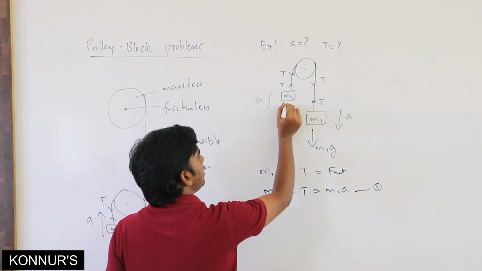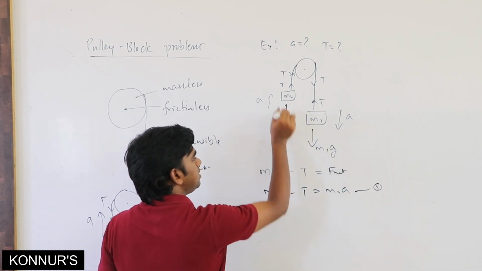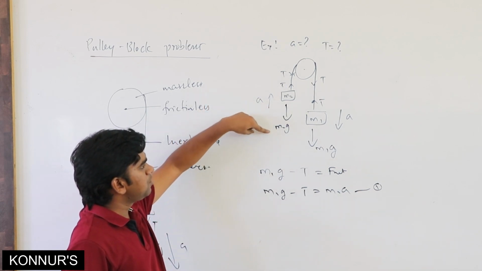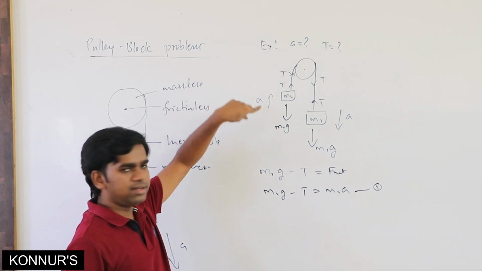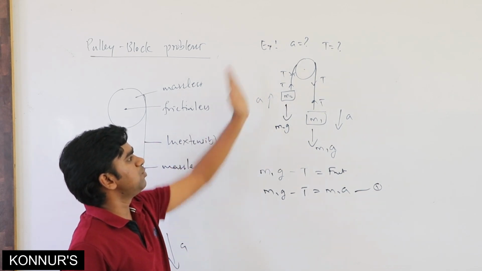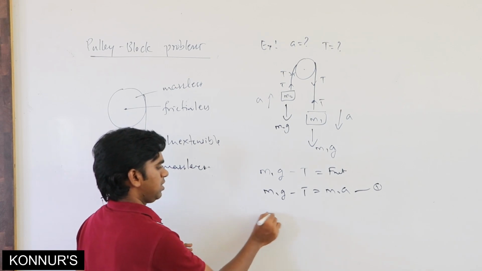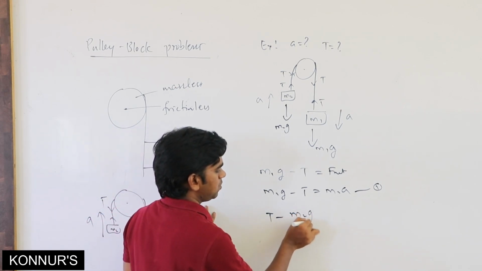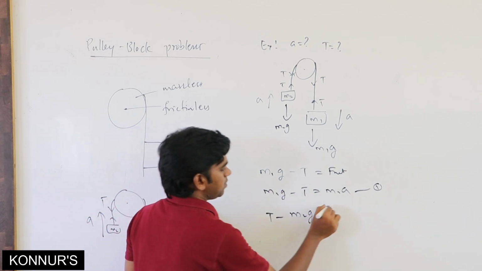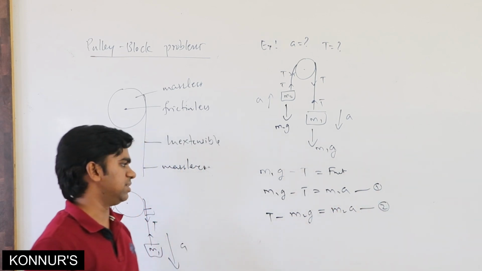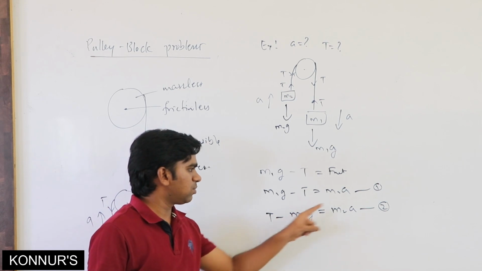Similarly, you apply here. m2g is the downward force, T is upward. You cannot take m2g minus T, better to take T minus m2g, because it is moving in the upward direction, which means the upward force is more. So T minus m2g equals m2 into a. This is what you got, two equations. Again, the number of unknowns are what? a and T.